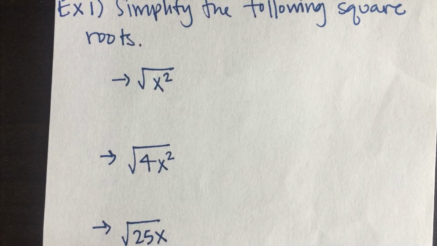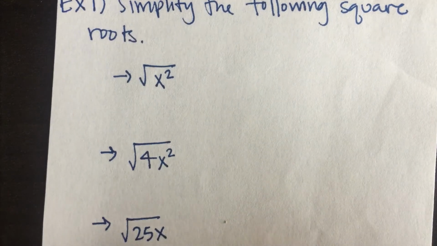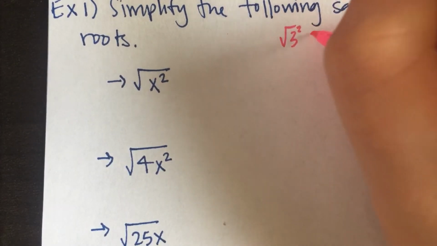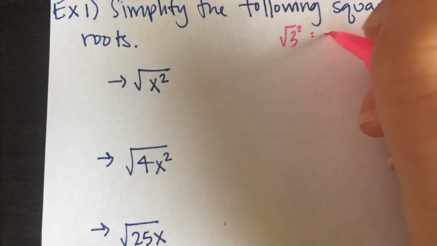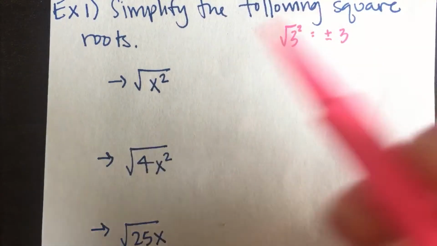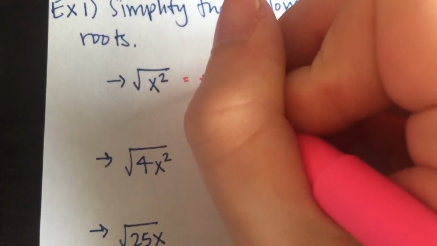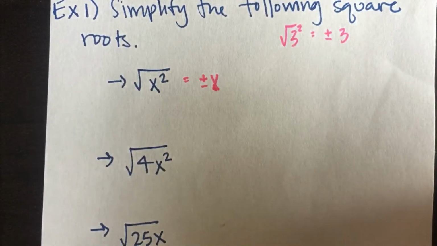Okay, so if we want to simplify the following square roots, we are now looking at a mixture of numbers and variables. So things kind of amped up just a little bit, but the same idea applies. Just like if we had the square root of 3 squared, that would be equal to plus or minus 3. The square root of x squared is equal to plus or minus x. The square root and the squared just act against each other.